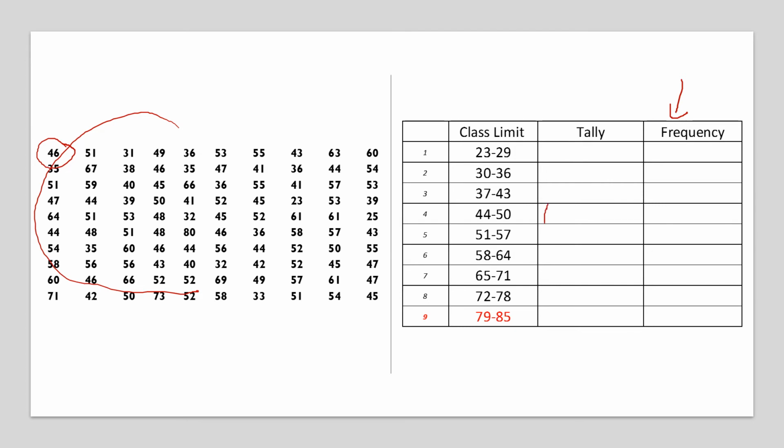46 lands here. The next one is 51. 51 lands here. Then move on to 31. 31 lands here. So you keep going until you get all the tallies for all the raw data, hitting a tally where it lands for every data value. When you hit the fifth tally, you cross like this, indicating it reached 5. Once you hit 4 and you want another one, you just cross for the fifth.